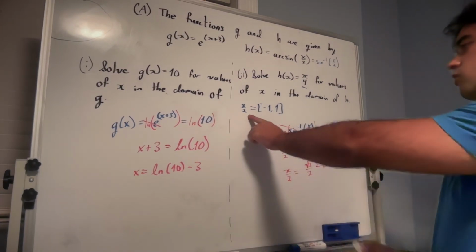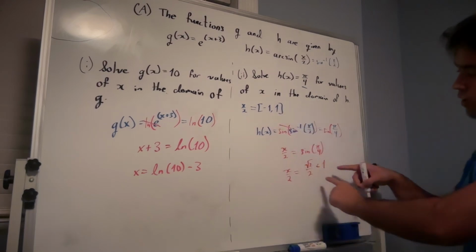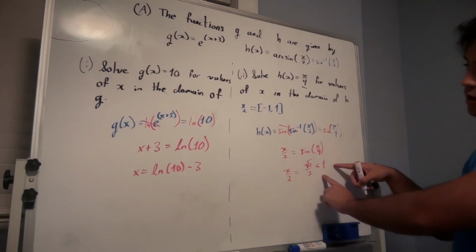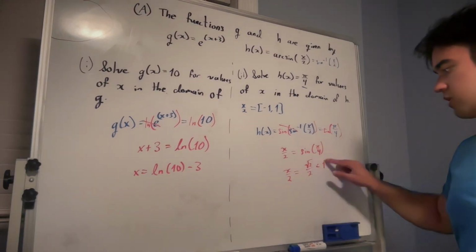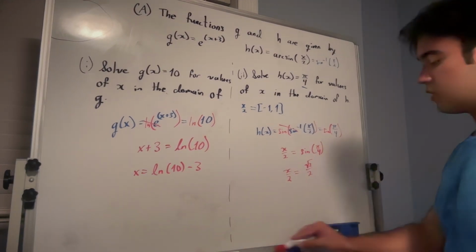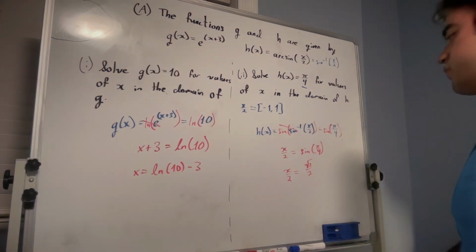And when we look back at our domain, x over 2 has to be in between -1 and 1, which we see if it's less than 1, it is going to be in this domain. So we can just work with this number. But that's something that we have to look out for in case we got some value that was not in our domain.